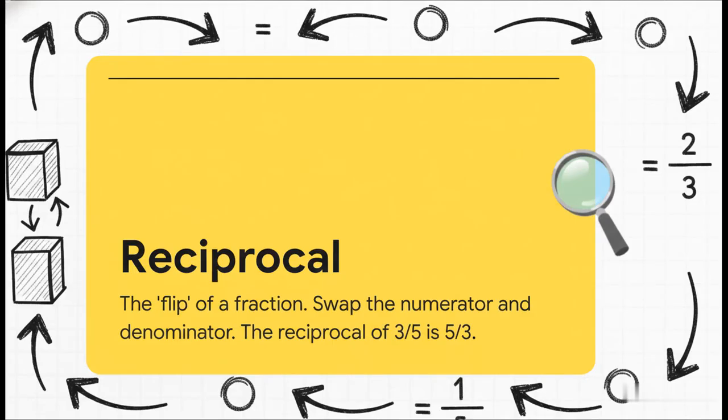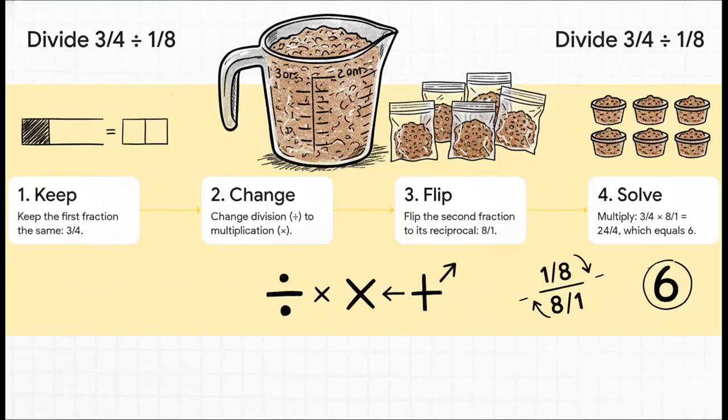Now that flip has a fancy math name, of course. It's called the reciprocal, and all that means is you turn the fraction upside down. The top number goes to the bottom, and the bottom number goes to the top. Simple as that. Okay, let's try it out.